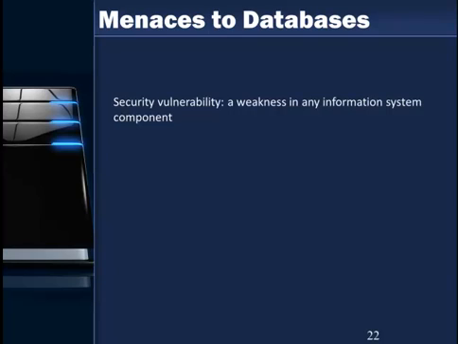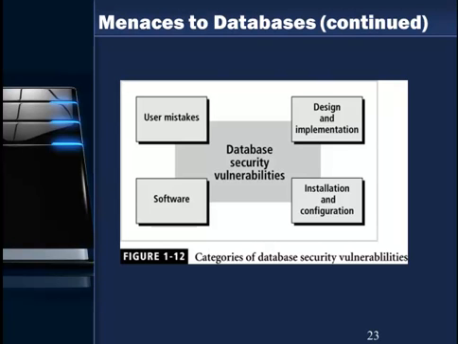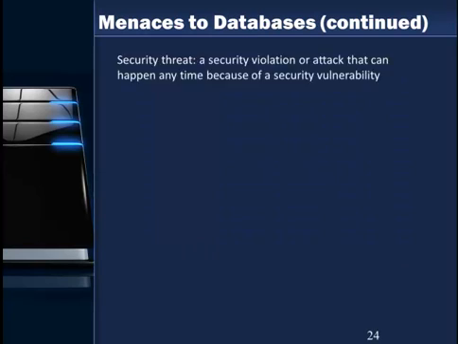So a security vulnerability is a weakness in an information system component, and a weakness in any information system component can be exploited to violate the confidentiality, availability, or accessibility of a system. So we want to make sure that we try to understand the different categories of database security and be aware of some of the issues. In this case, database security vulnerabilities include user mistakes, software issues, design and implementation of the database, and installation and configuration of any application that might need to access it as well.